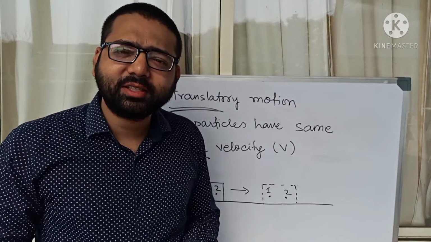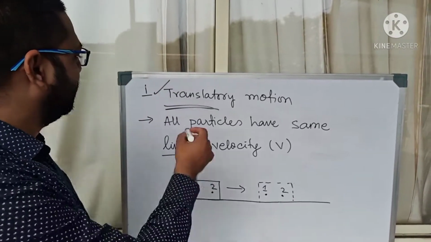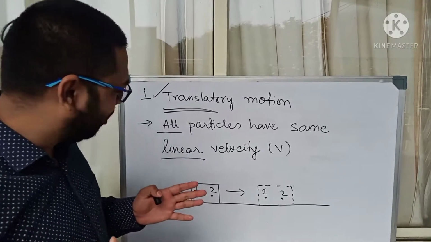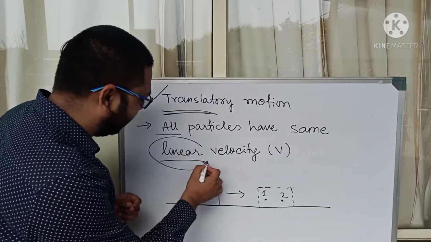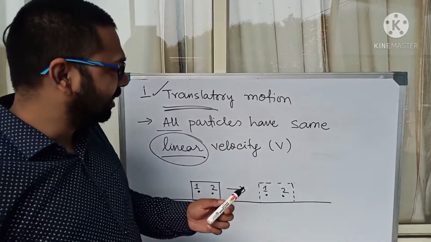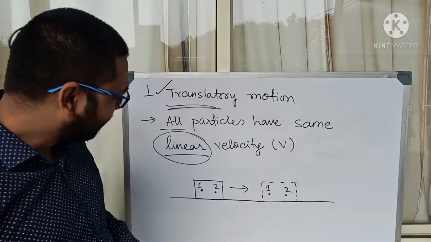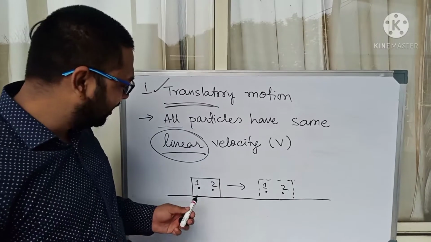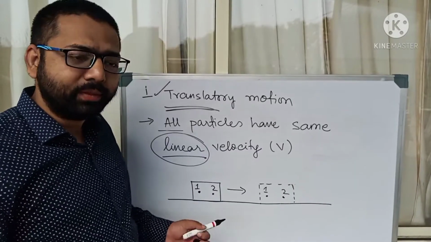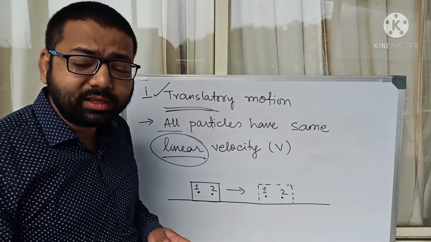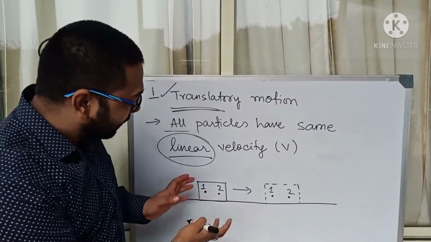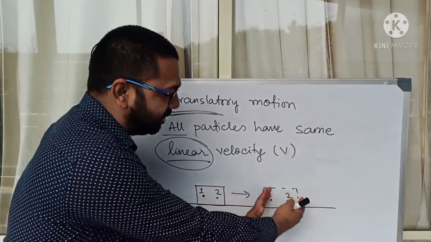Let us begin with this small concept, translatory motion. In translatory motion, all the particles have the same velocity, the same linear velocity in fact. Linear velocity is denoted by small v. Here, let us say we are taking a block. In this block there are two particles, 1 and 2. There are many particles, but we are focusing on particles 1 and 2. The block is moving from this position to this position.